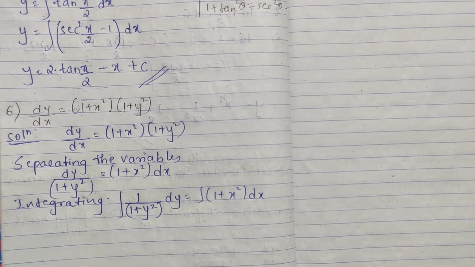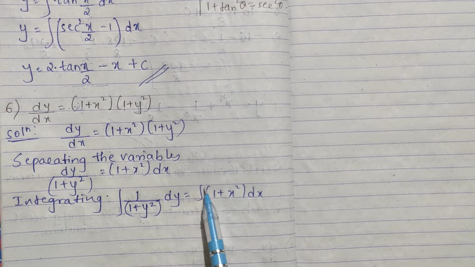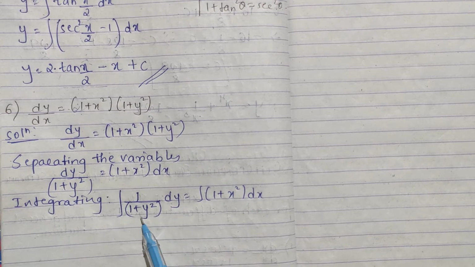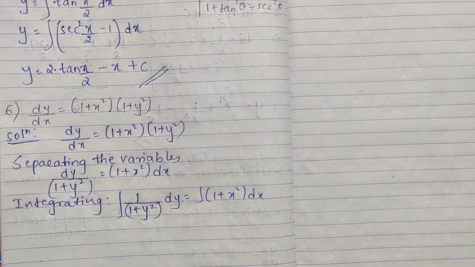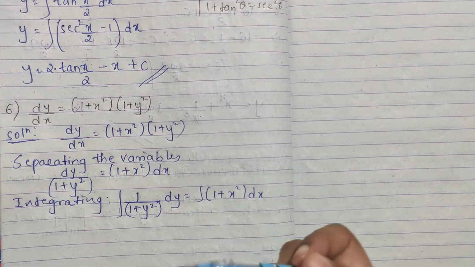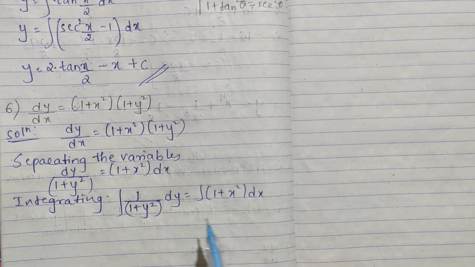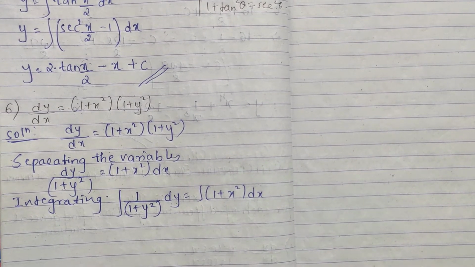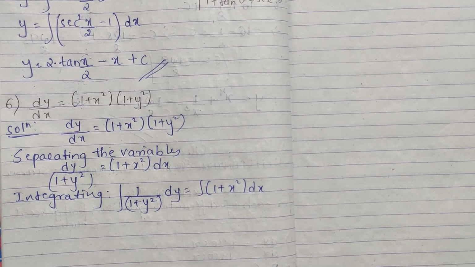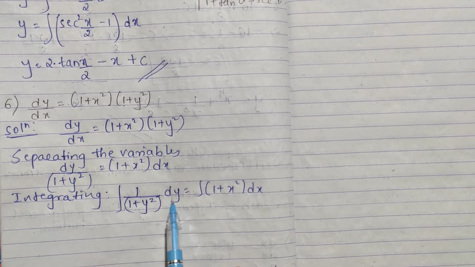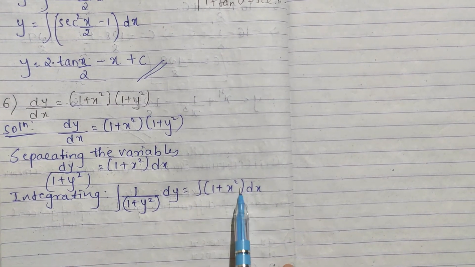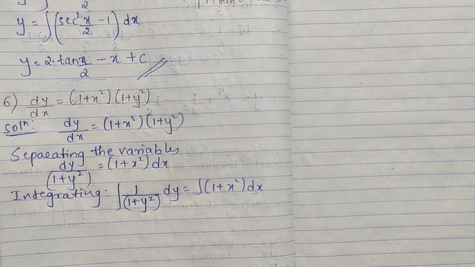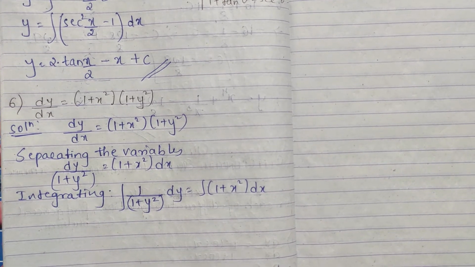Now we are integrating: integration of 1 by (1 plus y square) dy is equal to integration of (1 plus x square) dx. Why we do this: y terms with y, because you are integrating with respect to y, so there is no need to apply the chain rule here, it is not in implicit form. Directly we do it, and x terms with x. In differentiation we used to do interior differentiation, but here there is no need, because this is integrating with respect to y only. So integration of 1 by (1 plus y square) is tan inverse y, and integration of 1 by (1 plus x square) is tan inverse x.